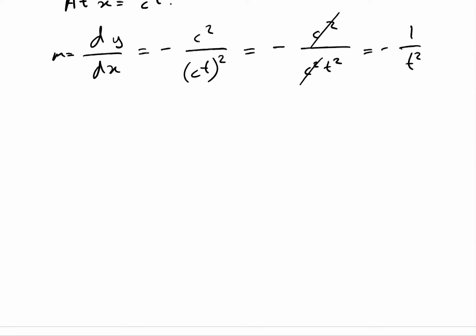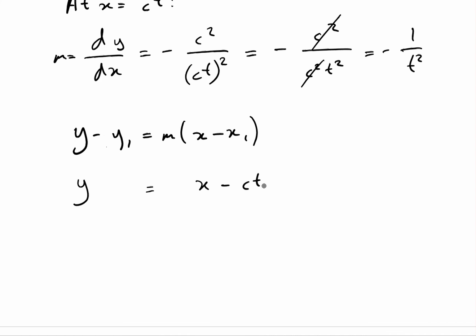Okay, now we've got everything that we need to use our y minus y1 equals m times x minus x1. Because we know what our x1 and y1 is. The y's and x's stay the same. Our x1 is our x coordinate of P, which is ct. And our y1 is c over t. And our m, we've just worked out, is minus 1 over t squared.